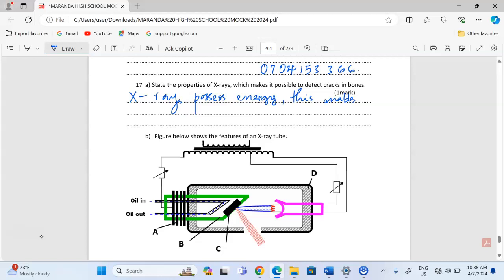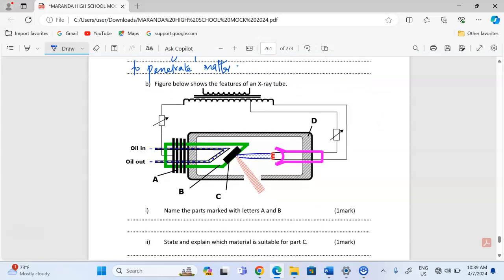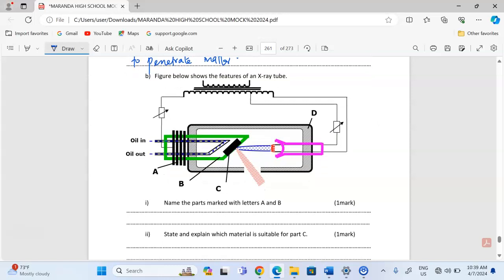This enables them to penetrate matter. So there are two properties anyway, but in one, it is the possession of energy which enables the X-rays to penetrate matter. Figure below shows the features of an X-ray tube.